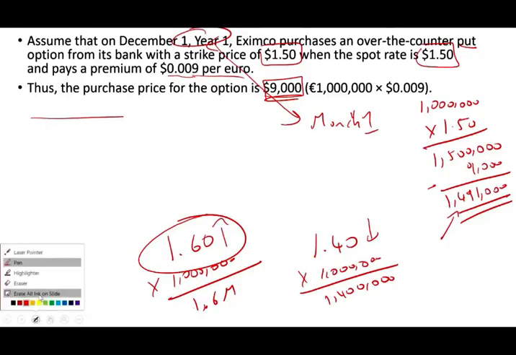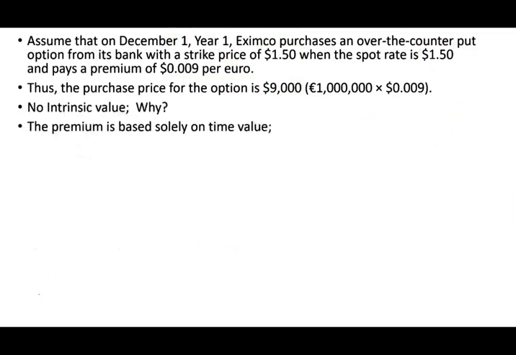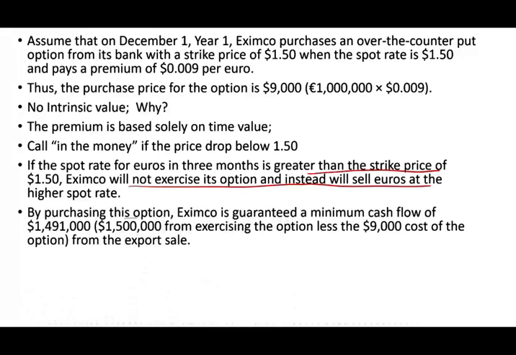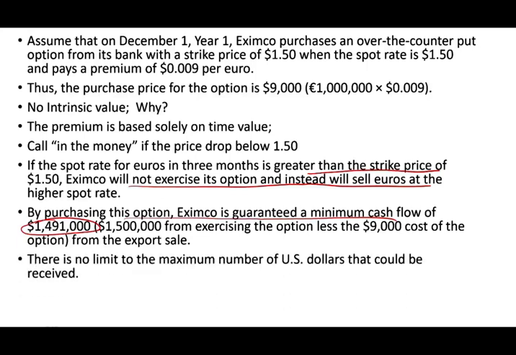There we go. Okay. So there is only time value in this option, and it has more value as the price drops below $1.50. If the stock price in 3 months is greater than the strike price of $1.50, then you will not exercise. As I said, if it's at $1.60, you let it expire. By purchasing this option, you are guaranteed a minimum cash flow of 1,491,000. I already told you this. And remember, there's no limit to the maximum number of US dollars you could receive.